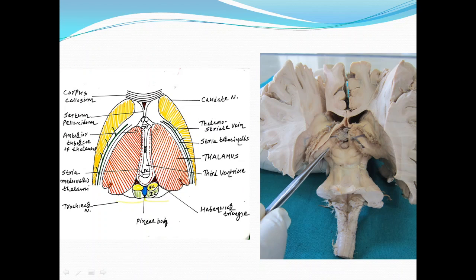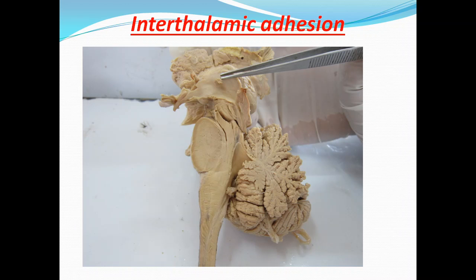Here you can see somewhat the same diagram. The red color is the thalamus, these are the anterior ends, and these are the broad posterior ends, which are separated by the superior colliculus, pineal gland and habenular triangle. So that is about the thalamus, how it is located.